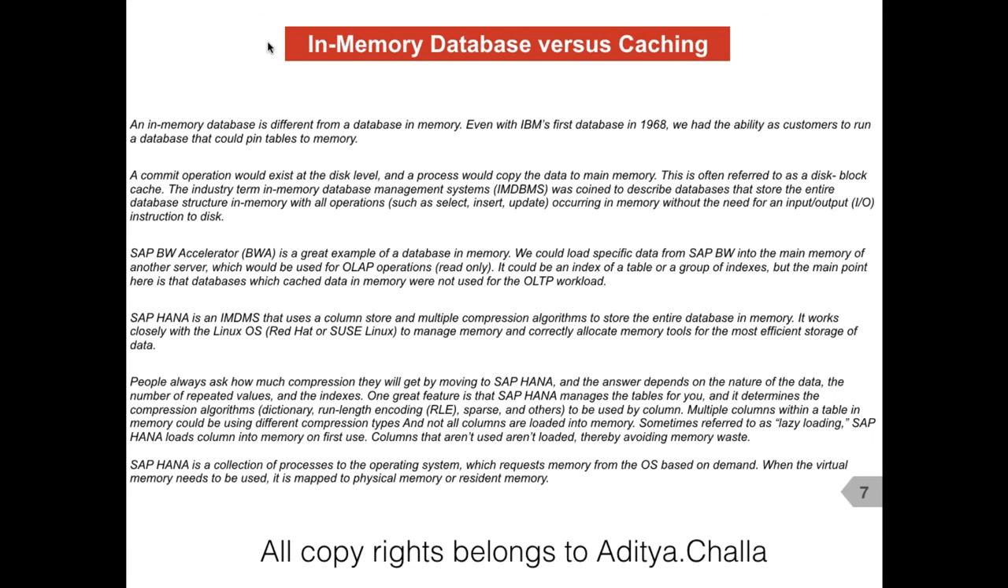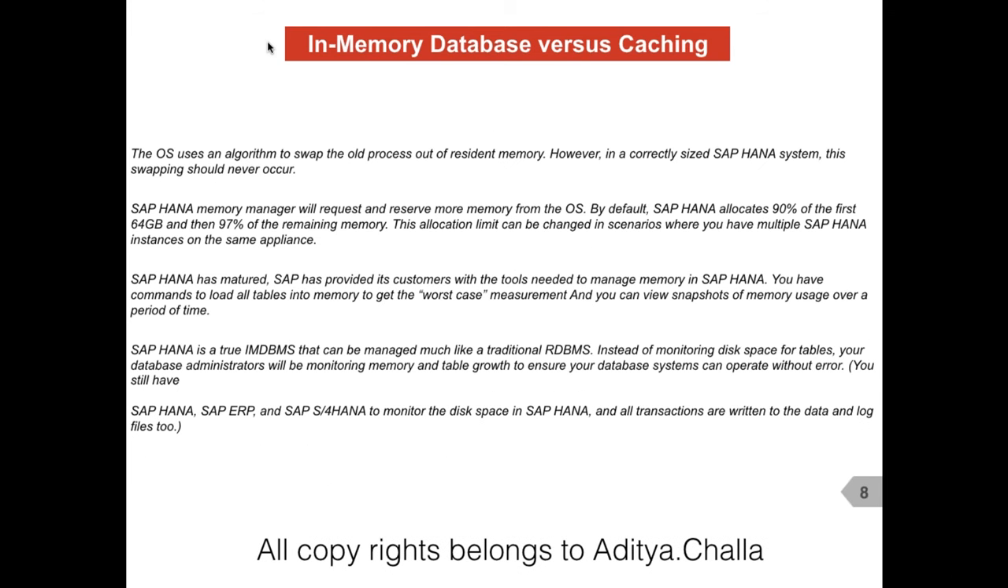SAP HANA is a collection of processes on the operating system which request main memory data structures from the OS based on demand, when the virtual memory needs to be mapped to physical memory. So the data will be updated into the column store, and the column store structure is updated into the in-memory. Whenever the data is updated into the in-memory, you can save a lot of disk space. The operating system uses an algorithm to swap the old process out of the reference memory. However, it is correctly sized for an SAP HANA system, so this will not occur as in the previous one.